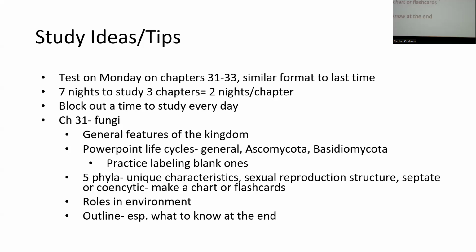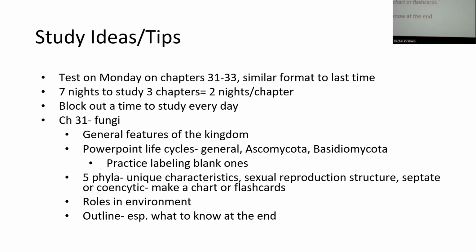Okay, again, actively doing things, writing things down, I think is more helpful than just looking at the book and flipping through and looking at pictures. Not that that's not helpful, because that is. But the more that you can do that is active. Make yourself a chart. If you'd like to make a PowerPoint of pictures and make your own slides, if that's helpful to you, do that. Again, actively. What are the roles of fungi in the environment?